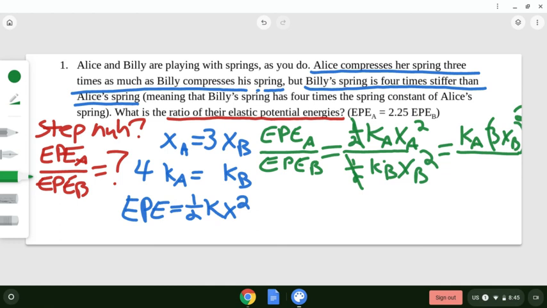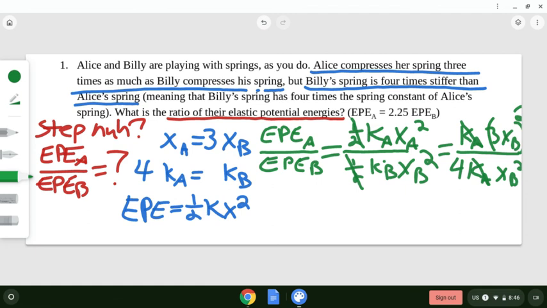But the top should be reading k of a times the quantity 3x sub b squared. And on the bottom half, what do we have? We have k sub b. That's very easy to replace because k sub b is equal to 4k sub a. So I can just replace that right away with 4k sub a. And then I have x sub b squared. That would be difficult to replace because of the 3 that's hanging out in front of there. So I'm going to keep that one. So that stays x sub b squared. And I can cancel some things now. So k of a and k of a will cancel.